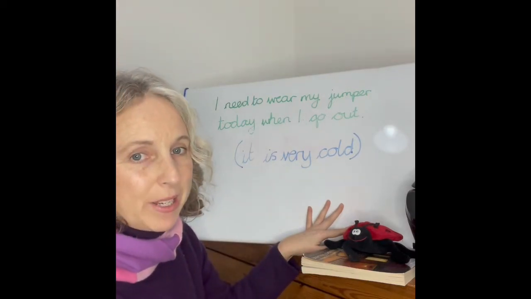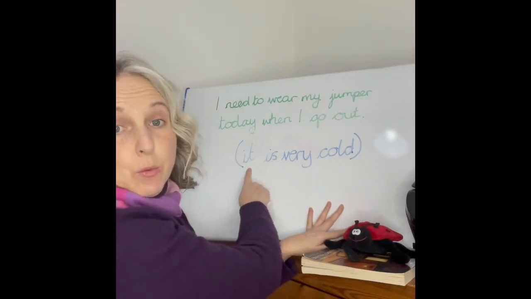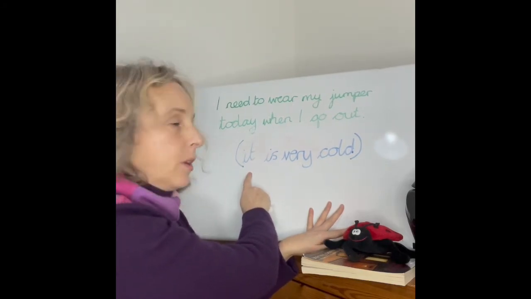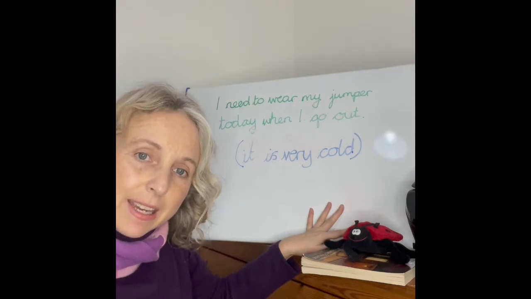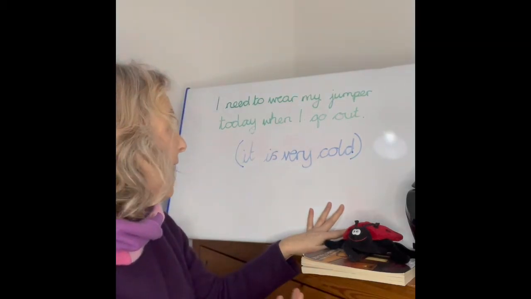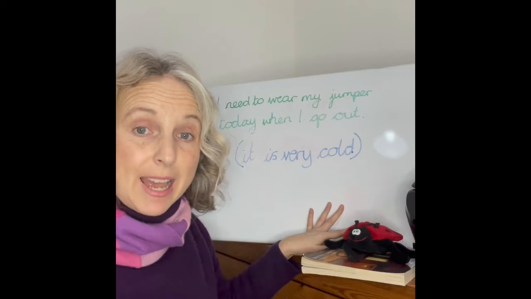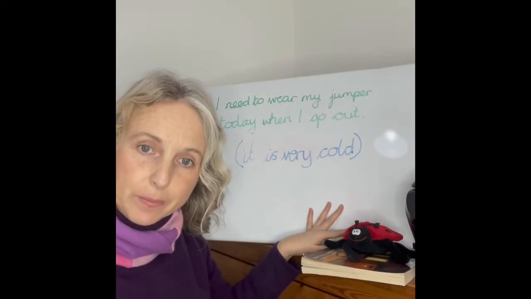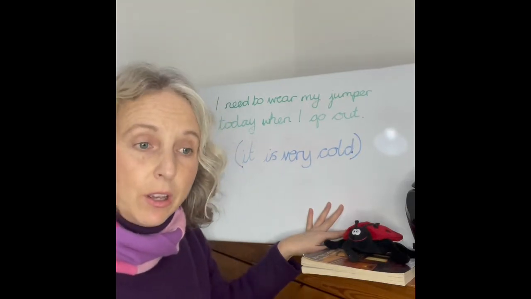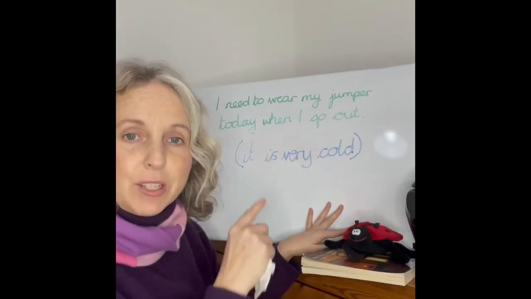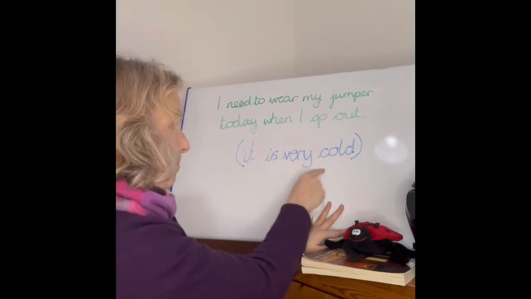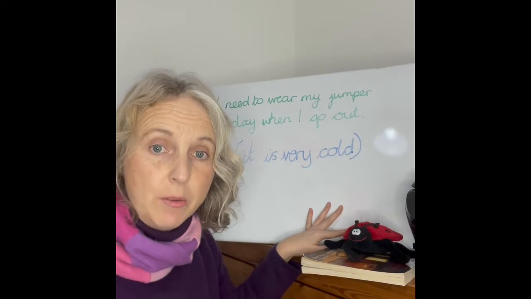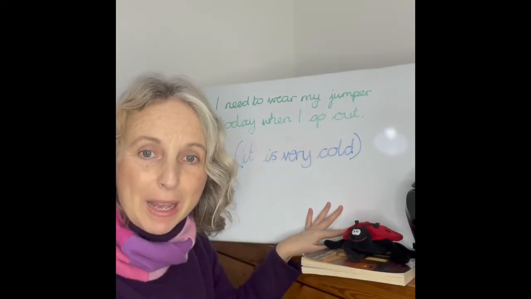Let's just remember what we said. We said there is a pronoun here, the word it. That is referring to something. It has replaced a noun. And we decided that it was talking about today. I need to wear my jumper today when I go out. So can you please now write that sentence but include the brackets and this bit of extra information in the right place in the sentence? Pause the video, write this and then come back to me.